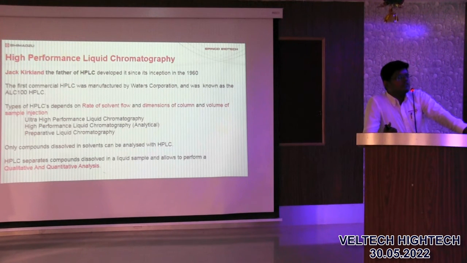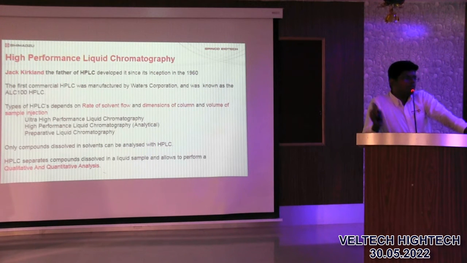Then what column do we use? Simple. If your mobile phase is polar, the column will be non-polar. If the column is polar, the mobile phase will be non-polar. So how do we find whether a solvent is polar or non-polar? Any idea? Okay, simply go and Google. You will find something called the polarity index.